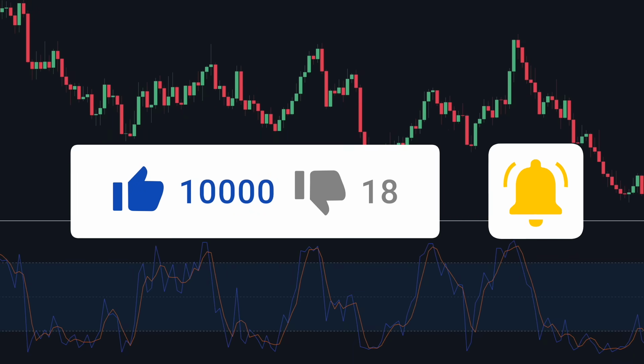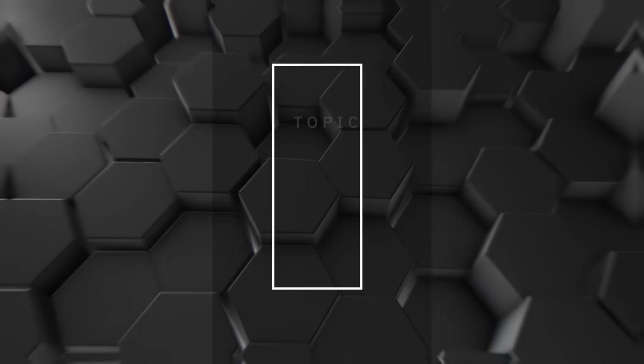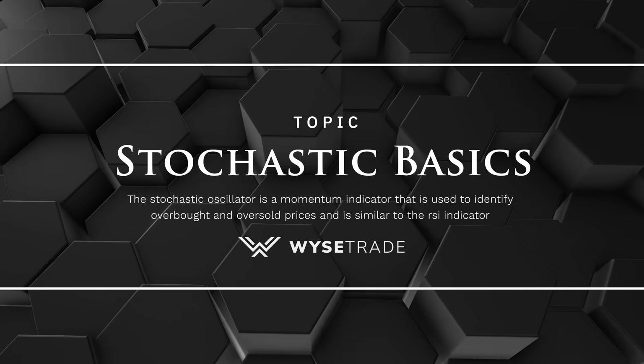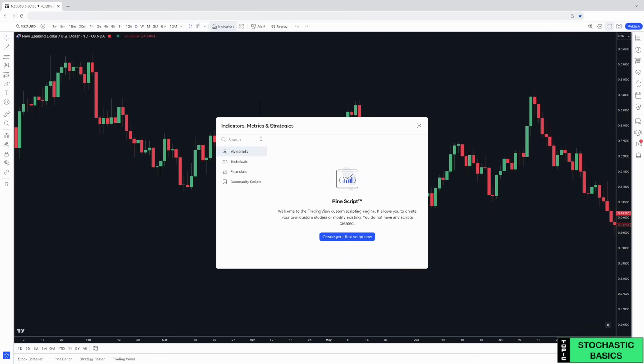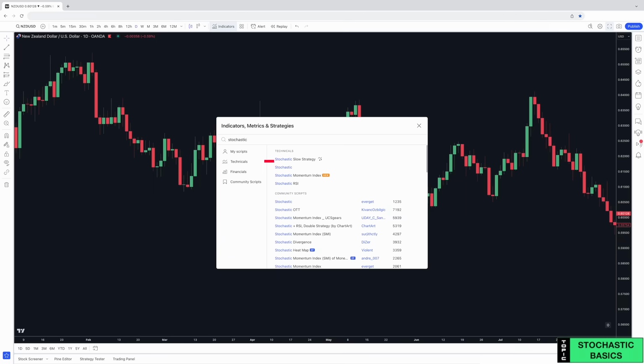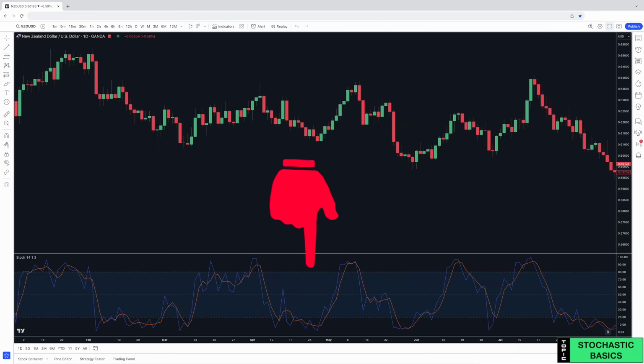So let's dive right into it, starting with the stochastic basics. To access this indicator, click Indicators. Type in stochastic. Select it right here, and it will appear below your chart.